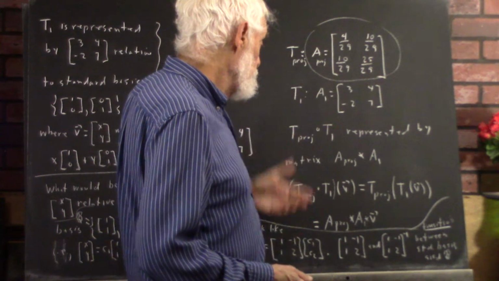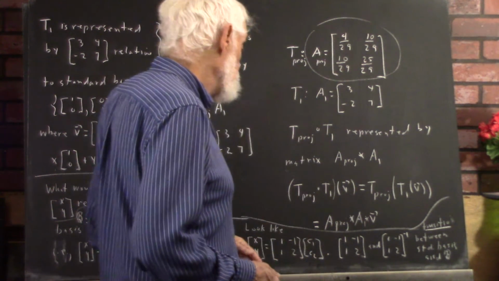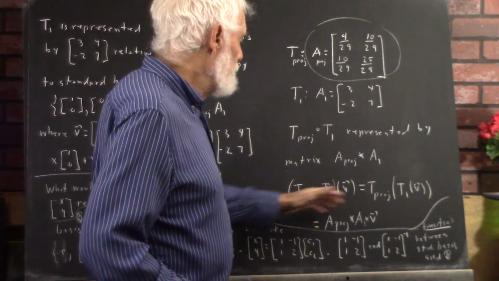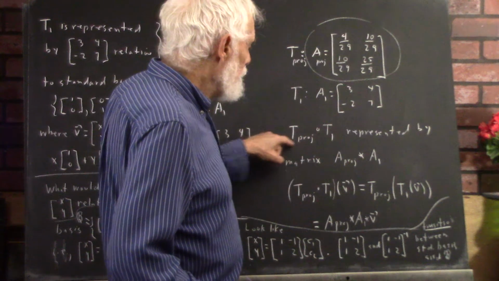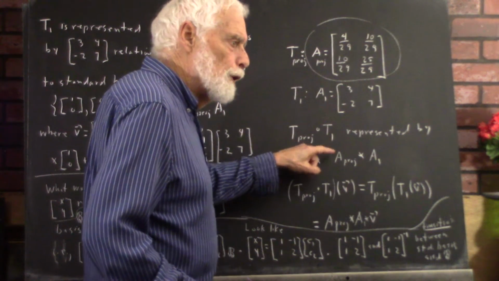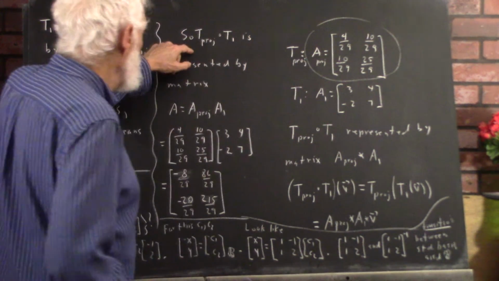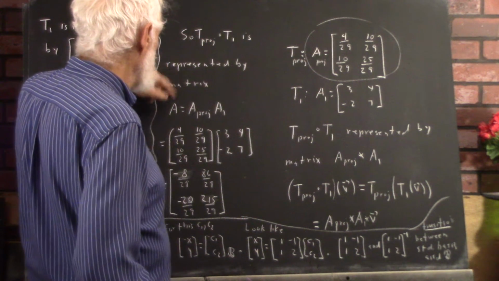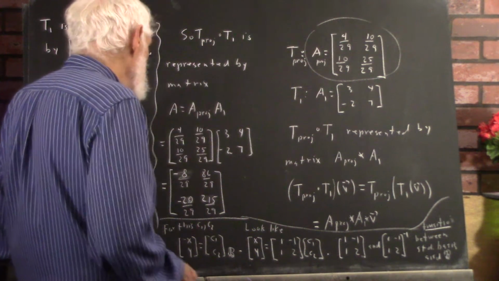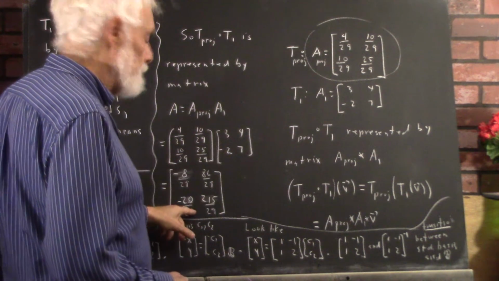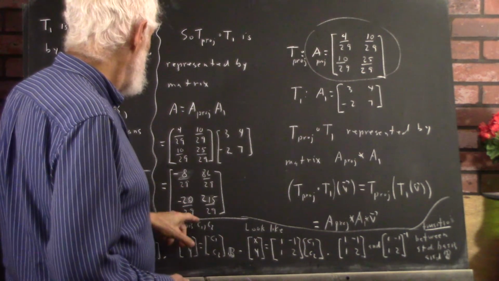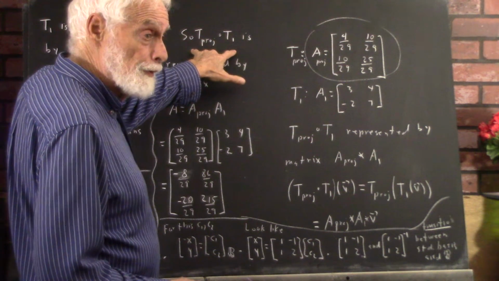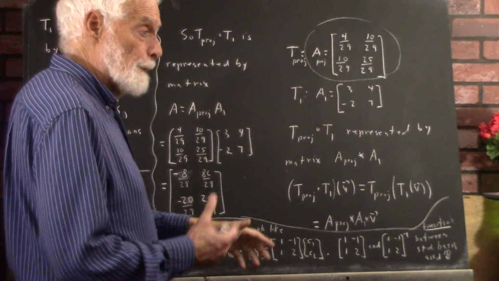Well, that's really what goes on with a composition. So let's just calculate the matrix that would represent this composed transformation. T projection dot T1 is represented by the matrix A projection times A1, and we just multiply the two matrices and we get matrix A that does this whole process without doing it one step at a time.